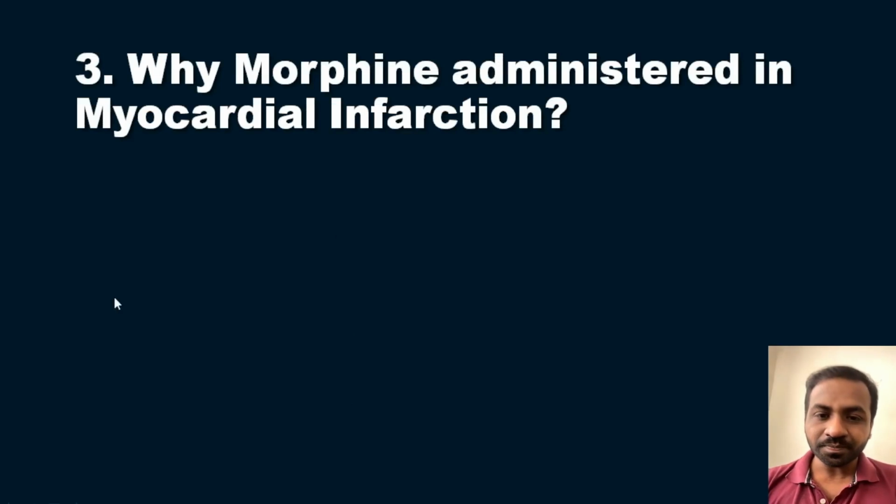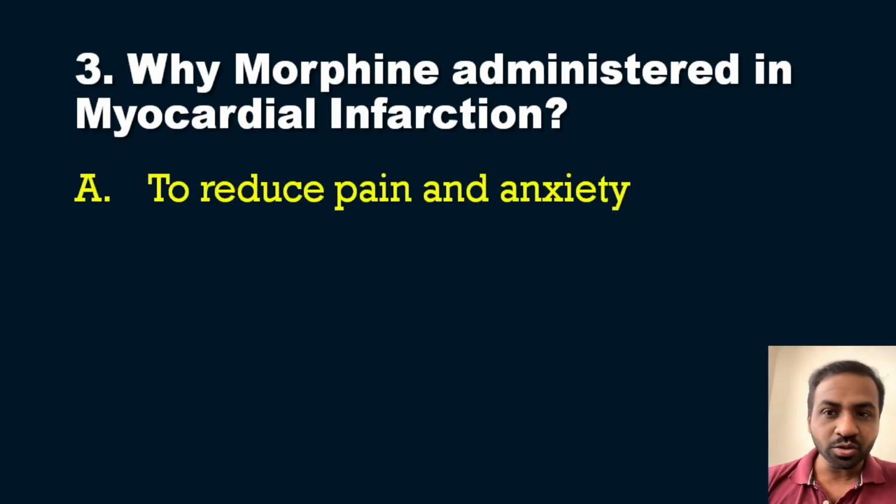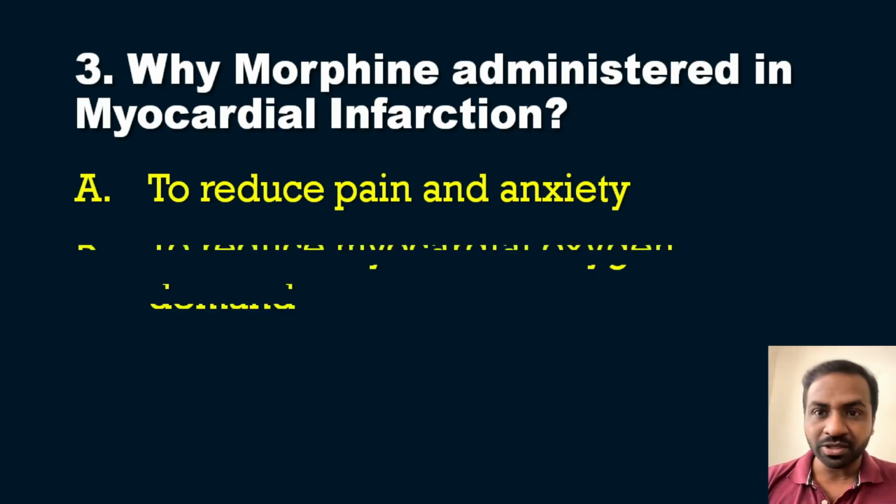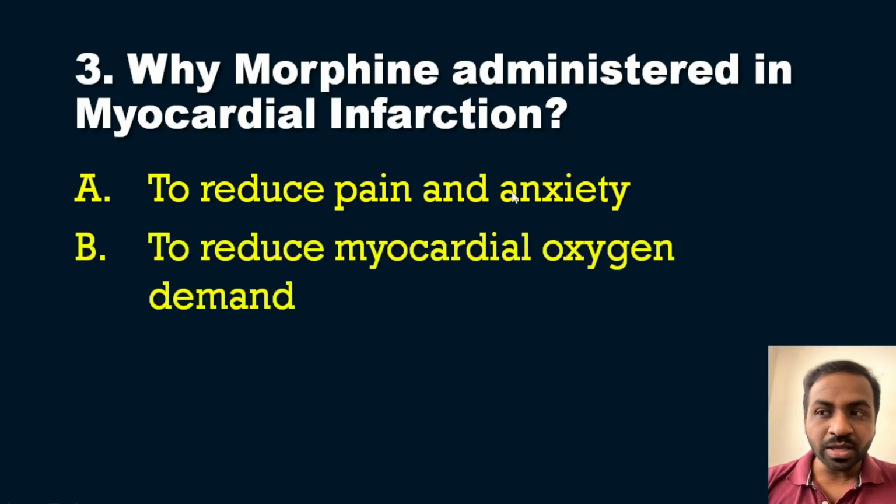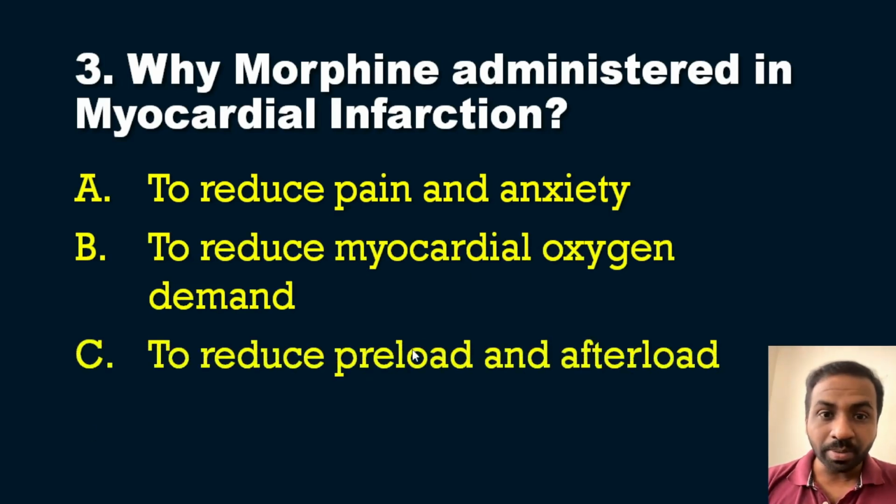Okay, now we will move on to the third question in our series, and this is from the cardiovascular system. The question is, why is morphine administered in myocardial infarction? So what is the indication for giving morphine in myocardial infarction? That is a question for you, and the options for you are, the first option is to reduce pain and anxiety of the patient. Option number B, to reduce the myocardial oxygen demand. Option number C, to reduce the preload and afterload, and the final option number D, all the above.